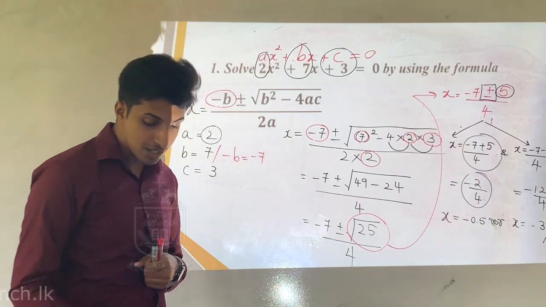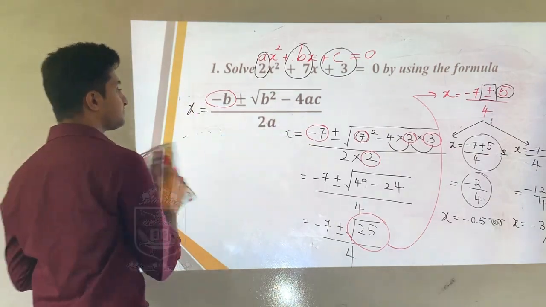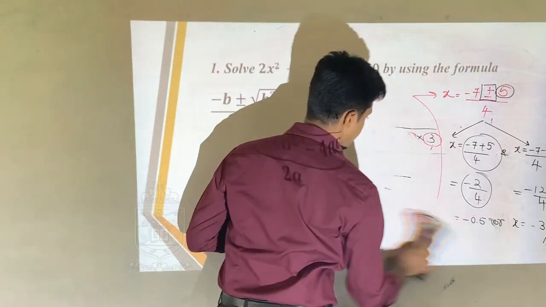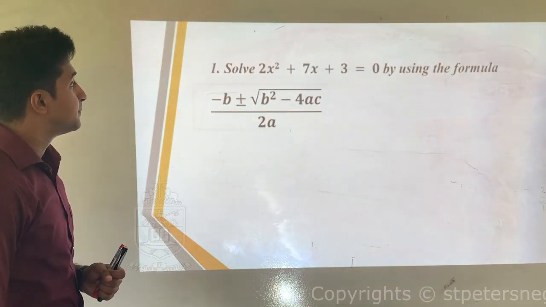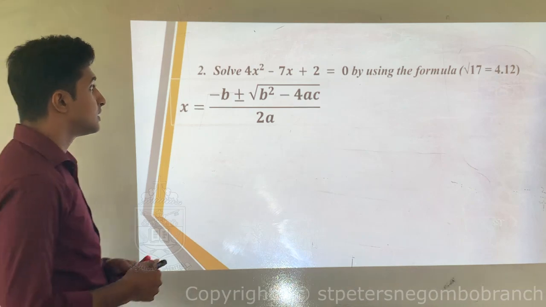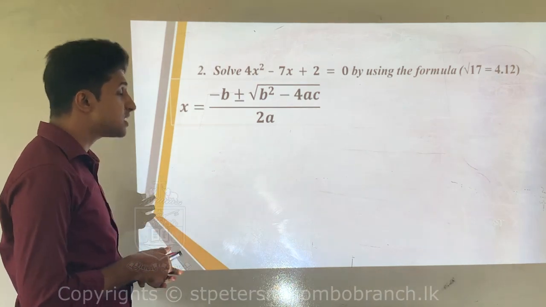Okay, this is the first question. We are moving to the next one. Right. Second question. So you have 4x squared minus 7x plus 2.